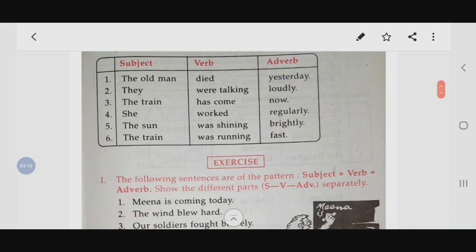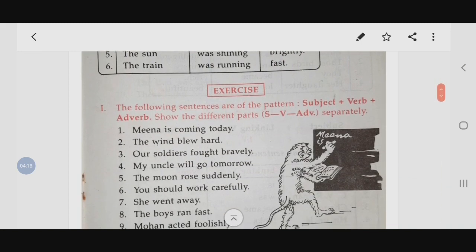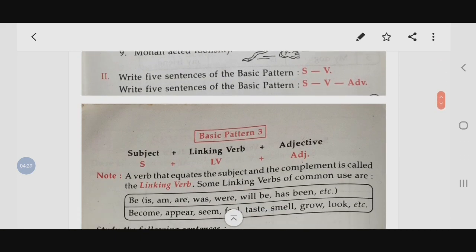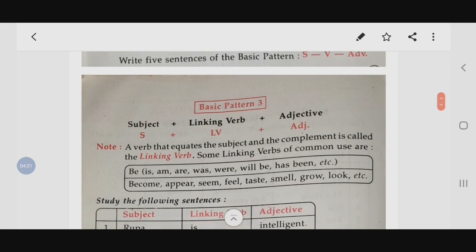Here is the exercise for you. The following sentences are of the pattern subject plus verb plus adverb. Show the different parts of SVA separately. Try to do it. Okay. Then next, basic pattern 3. Subject plus linking verb plus adjective, or we can also call it SVC.